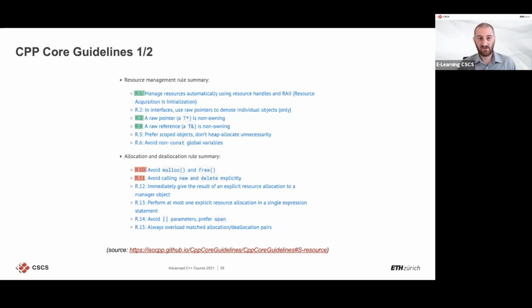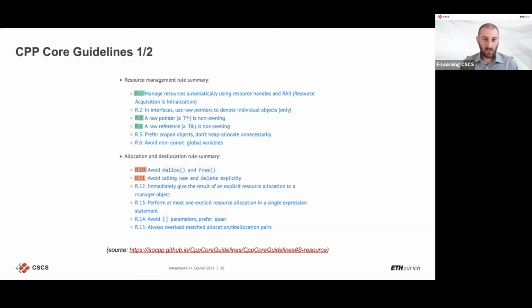Well, it is something that Mauro already mentioned yesterday. Today, we talked about R3 and R4. A raw pointer or reference is non-owning. So we now know what ownership means. And we know that raw pointers and raw references are non-owning. It doesn't mean they don't have to be used anymore. It means that they do not express ownership.